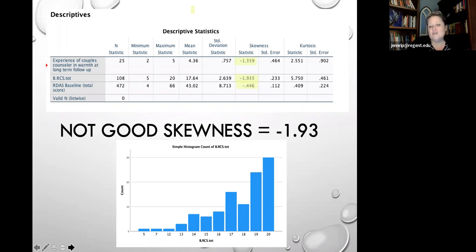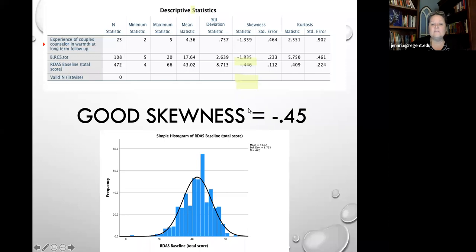You can even see the kurtosis. The kurtosis on the commitment scale, the RCS, baseline RCS, is larger, right? So it's a little more bunched up together than the Experiences in Close Relationships one. But this is also problematic. We would not be happy with this. We weren't happy with this with 108 people that filled it out. And so we'd have to do something called transforming it, which we'll be covering later in the semester, about transforming non-normal skewed data.